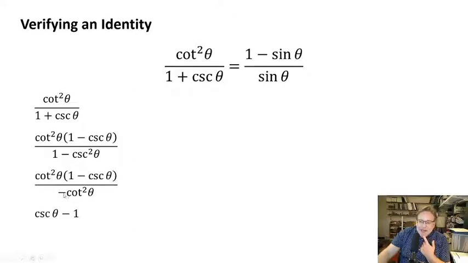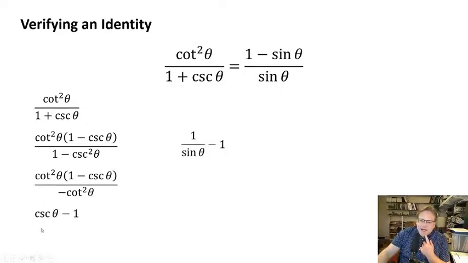Well, that negative 1 can just as much be out here, or it can be up here on the fraction, so I can just as easily have a negative sign out front that I can distribute to both of these terms, giving me cosecant theta minus 1. Okay, so how do I traverse from this to this?